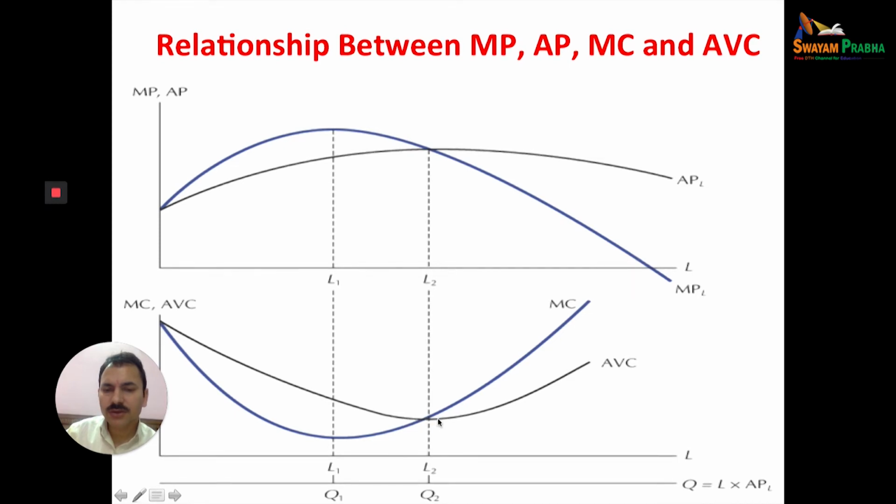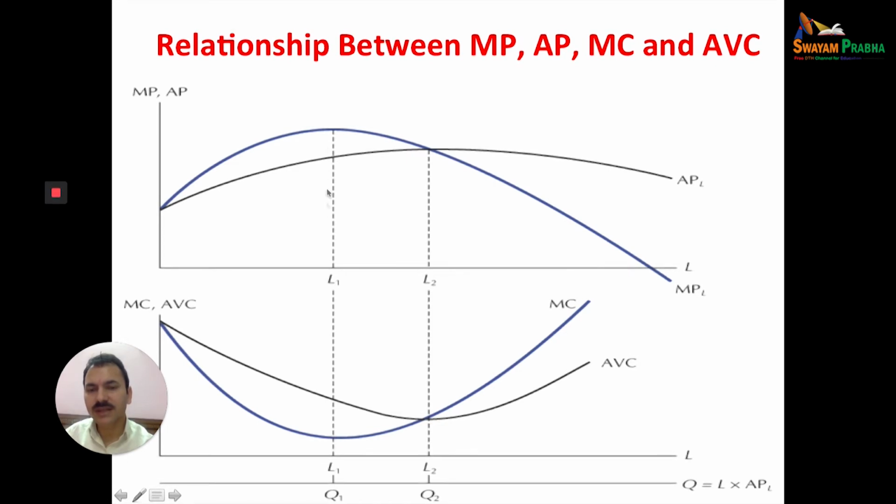Try to note this point: where the average cost curve is at its minimum, the marginal cost curve will intersect the average cost curve from below. This is the fundamental law: at the point where average cost is minimum, marginal cost intersects the average cost curve from below. Listen, this is the minimum point of average cost, but this is the minimum point of the marginal cost curve.